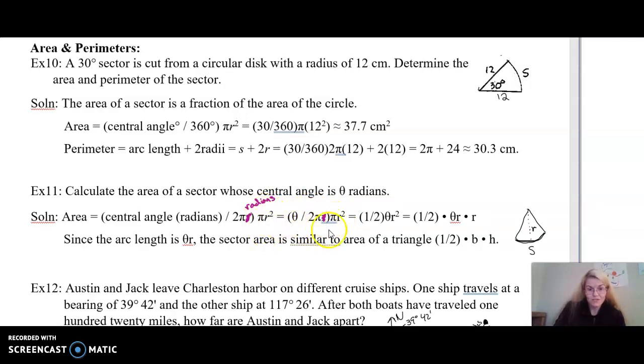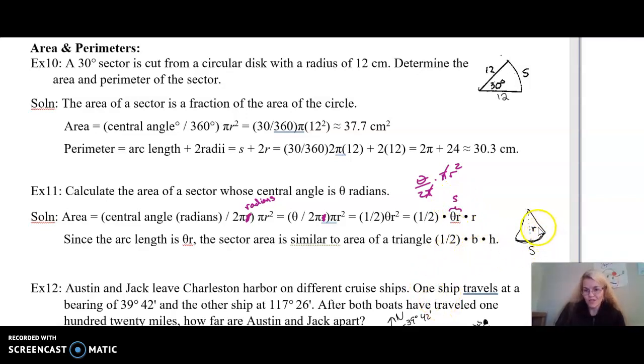times the area of my circle, pi r squared. So if I write this over here, that's theta over 2 pi times pi r squared. My pi's are going to divide out, and what I have is essentially 1/2 theta r squared, or 1/2 times theta r times r. Now again, if you remember, theta r is just our arc length s.